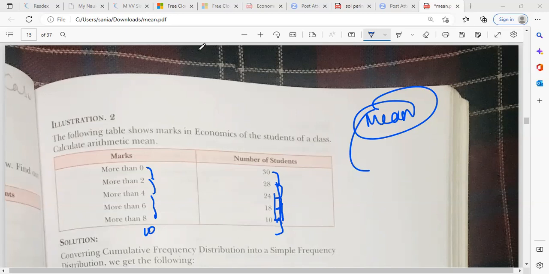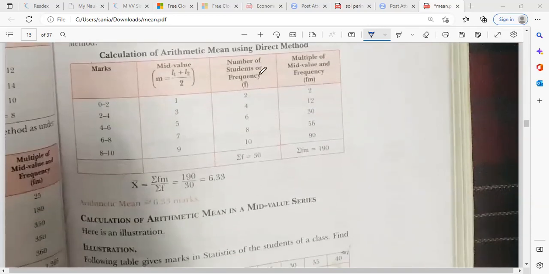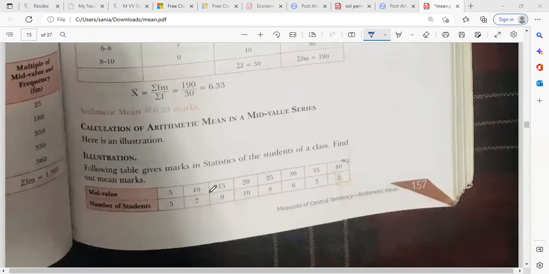Okay, others, you are also done? Hanya? Okay, what did you get? You got 6.33? Yes, ma'am. Okay, great. And now, this is basically the thing. Over here, mid values are given. Okay?